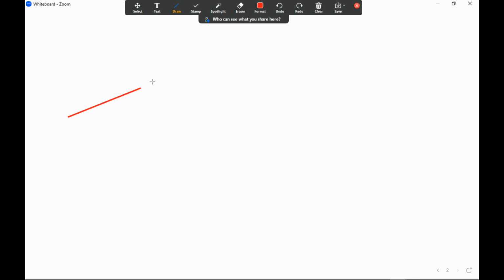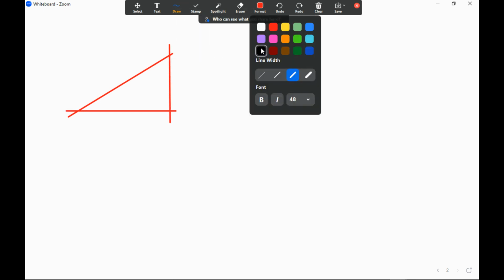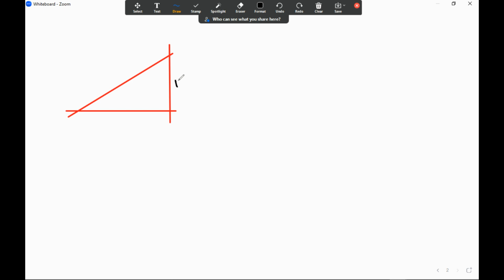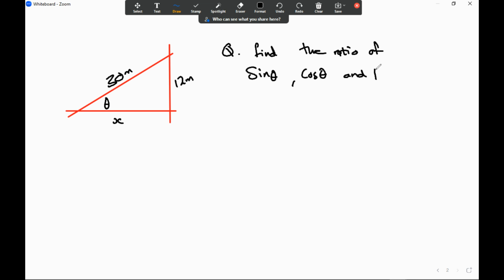All right, let's look at an example like this now. I give you a triangle, and I tell you that this side here is, let's say, 12 meters, and this side here is 20 meters, or let's make it 30 meters. I don't know what x is, and I'm told that the angle over here is just theta. The question, let's say, says find the ratio of sine, cos, and tan. And then the next question, calculate theta, the angle.